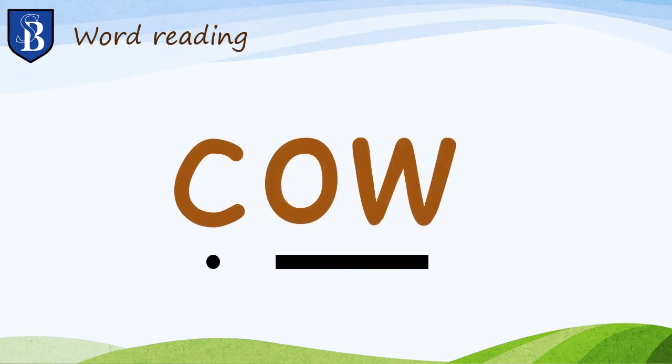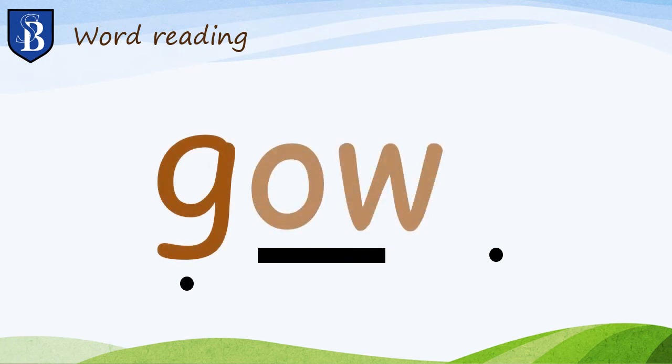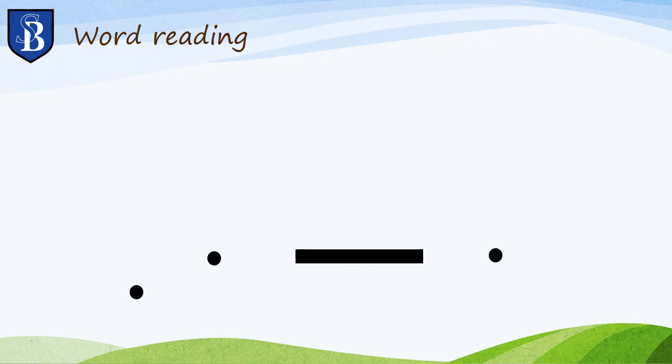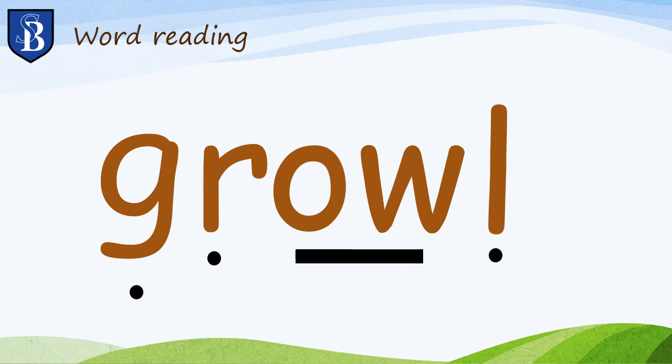Now let's try some word reading together. Ow. Cow. I saw a cow in the field. G. Ow. N. Gown. She was wearing a gown at her graduation. G. Ow. L. Growl. I heard the wolf growl.